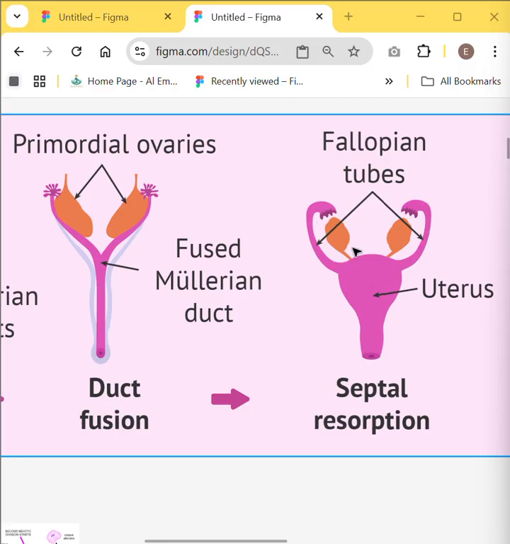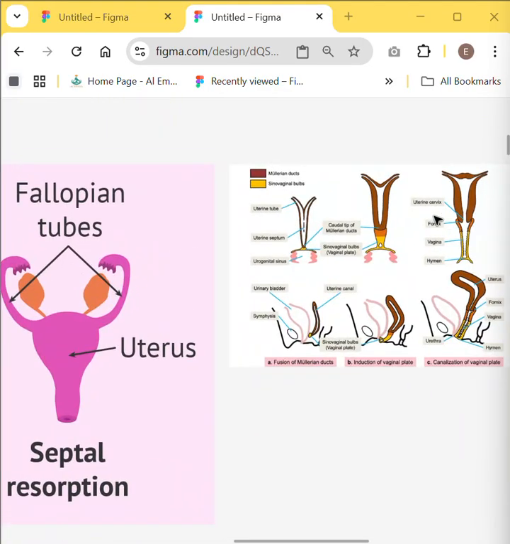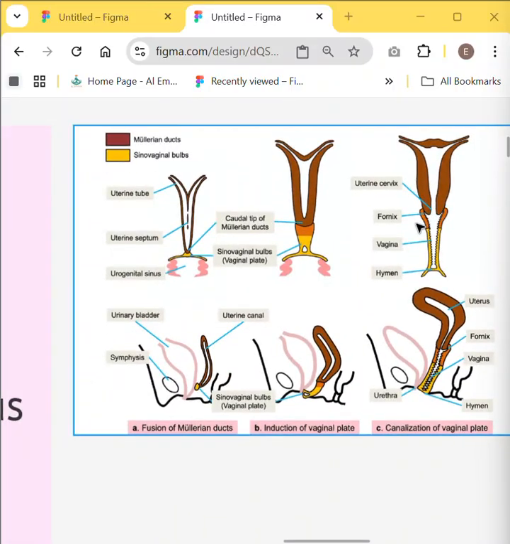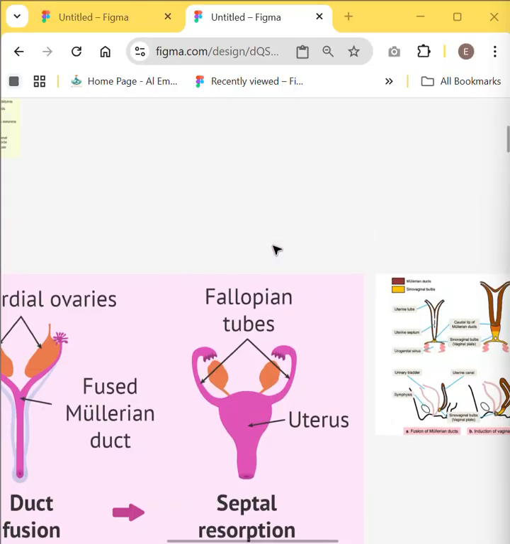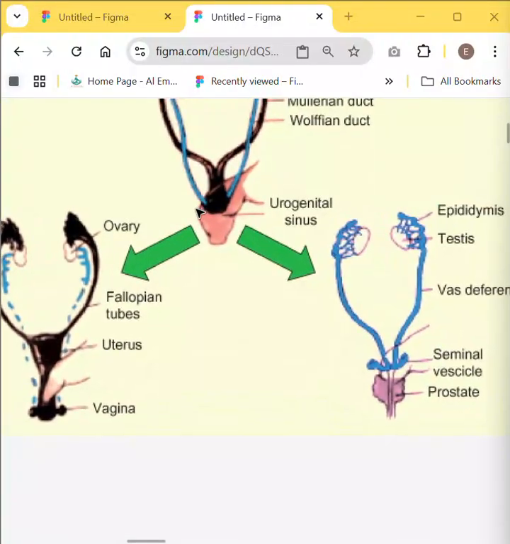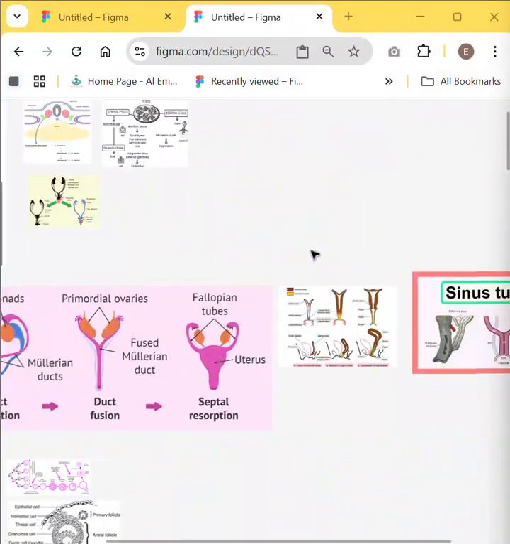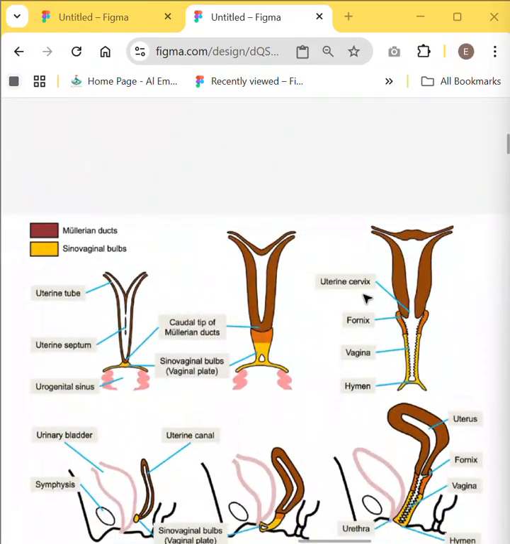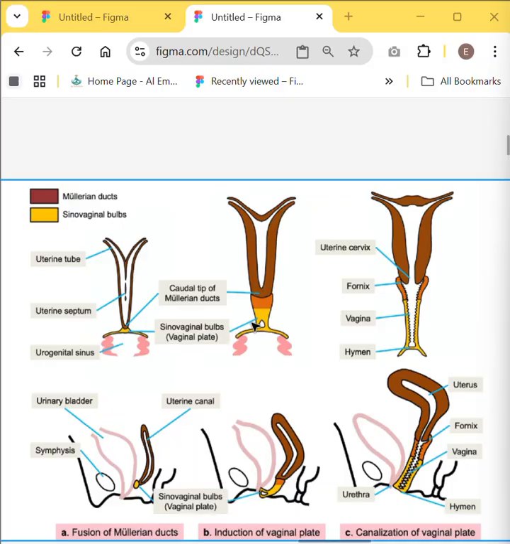The cells proliferate from the upper portion of the urogenital sinus to form structures called the sino-vaginal bulbs. I'm going to show you the sino-vaginal bulbs. There was definitely a picture of the sino-vaginal bulb somewhere here. Here. This is the sino-vaginal bulb. Can you see this here? This is the caudal tip of the Mullerian tube, and this is the sino-vaginal bulb. It also is known as the vaginal plate.